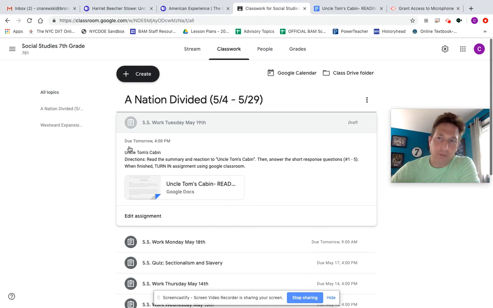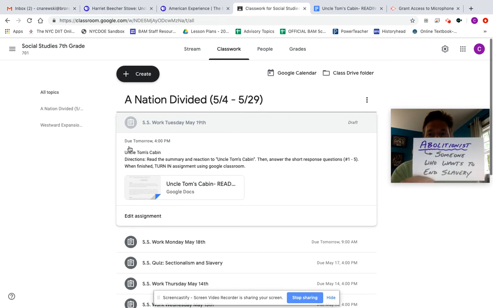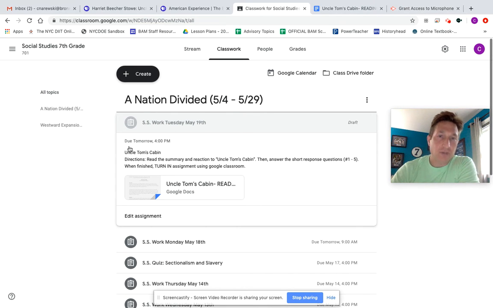We're in the midst of looking at abolitionists and their movement to end slavery. We're going to be talking a lot about some different abolitionists this week. And we're going to get jump started on probably the most famous book that was written and read during this time period, and that's Uncle Tom's Cabin. It's an example of abolitionists that are trying to really end slavery.